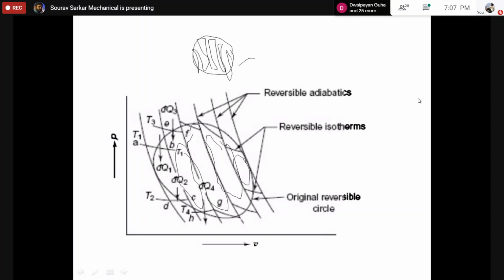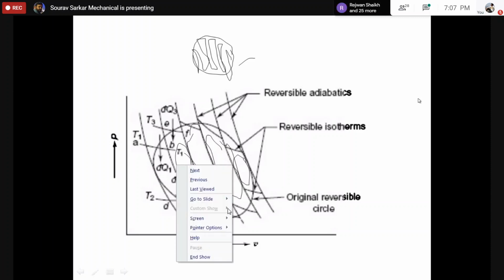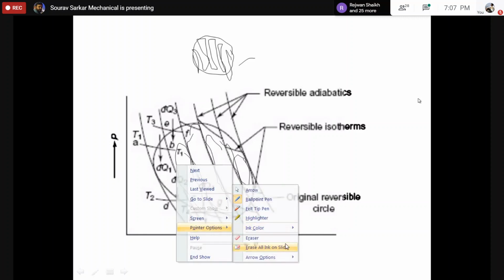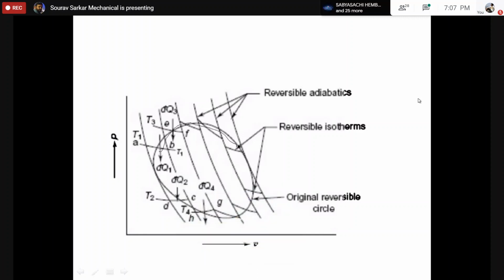Is it okay? Have you understood this? Yes, sir. Shall I repeat? Okay. So basically what I have done is that any cyclic process can be considered as a summation of several Carnot cycles. Now, what is the benefit of this?